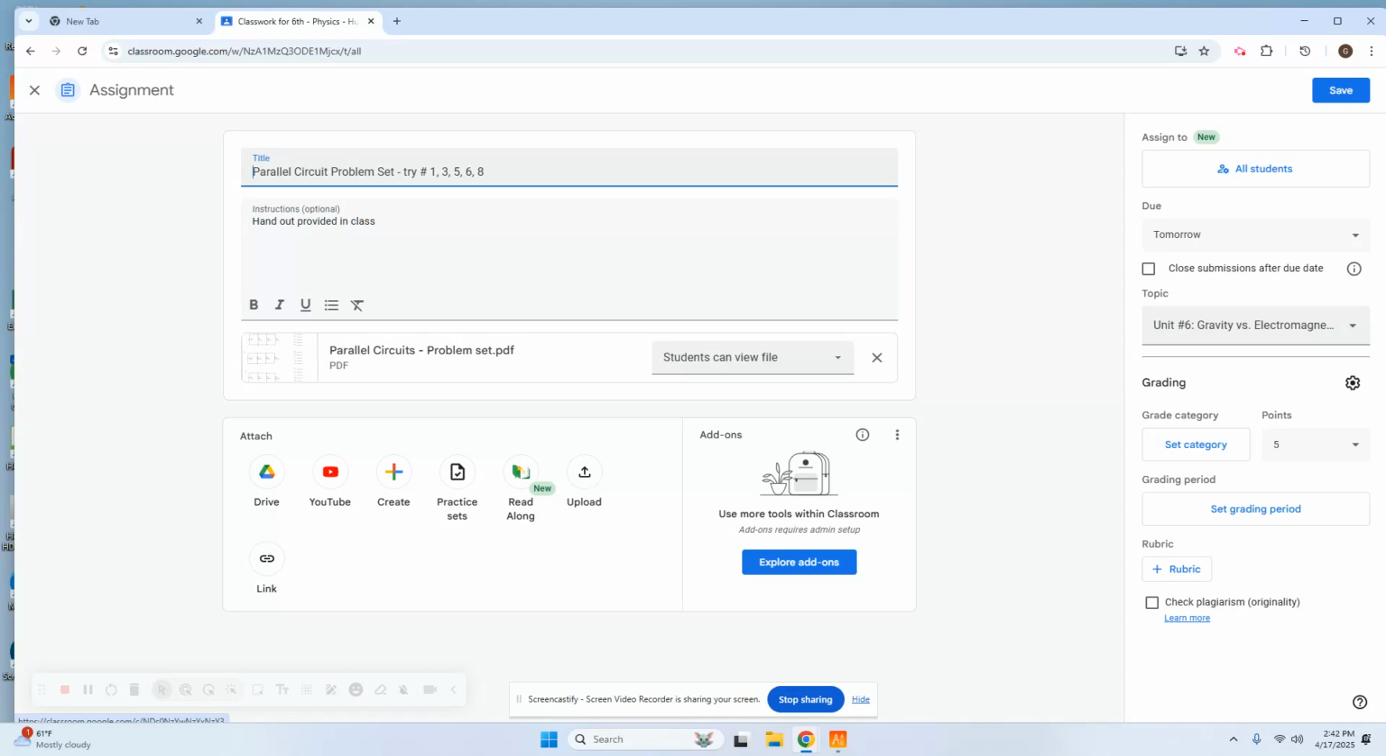And then we'll move on into combination circuits, which is both series and parallel in the same circuit. So we have to know how to do each one individually. I'll show you how to do them together. All right, that's where we are.